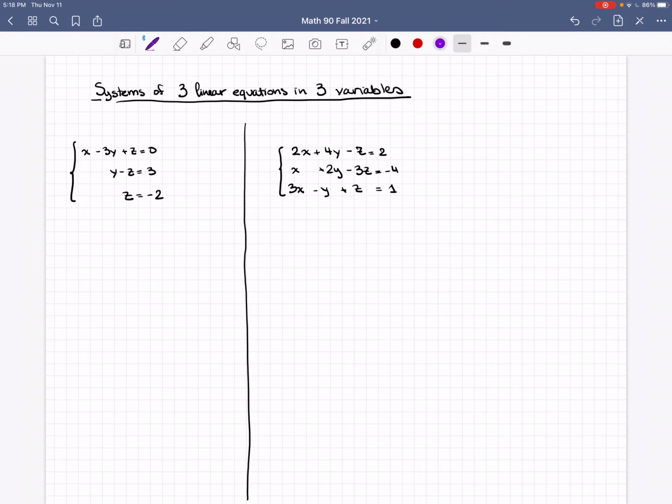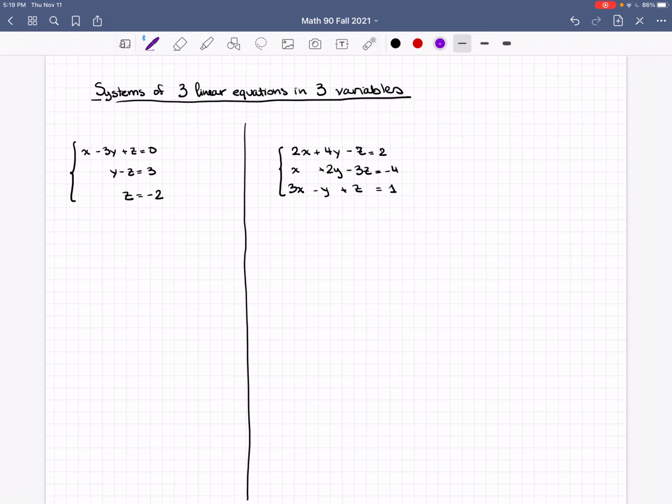In this video, we are going to continue our conversation about the topic of systems, and this time we're going to look at systems of 3 linear equations and 3 variables. I am going to have 2 videos on this topic, so this is the first of the 2. With 3x3 systems, as I will refer to them, there is more than one way to approach them.